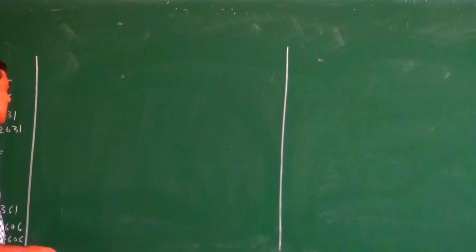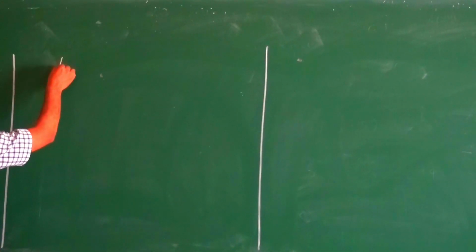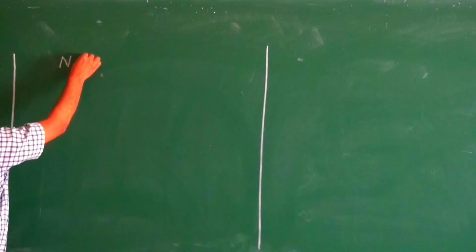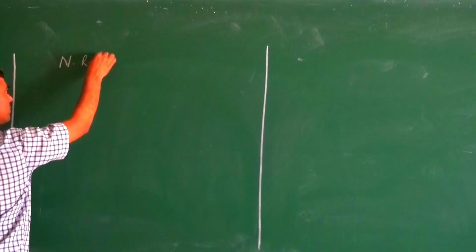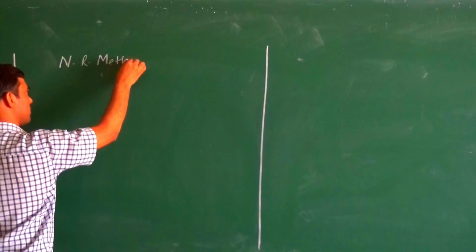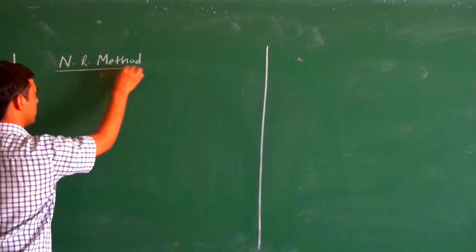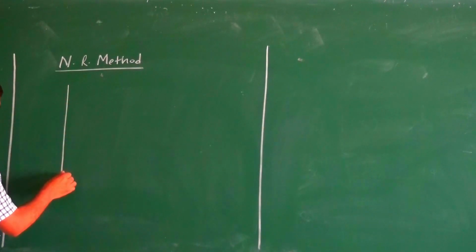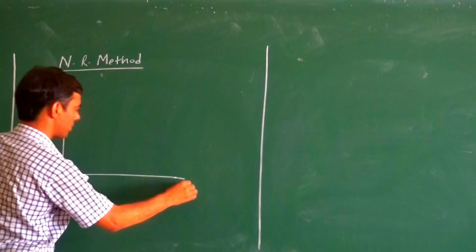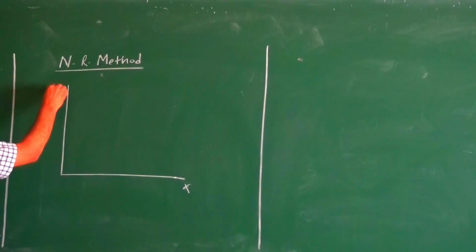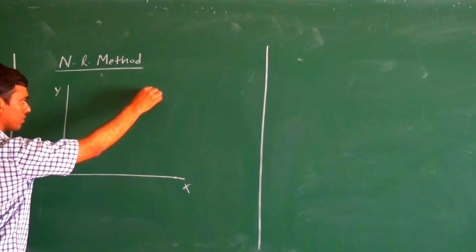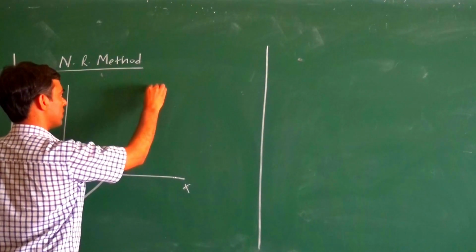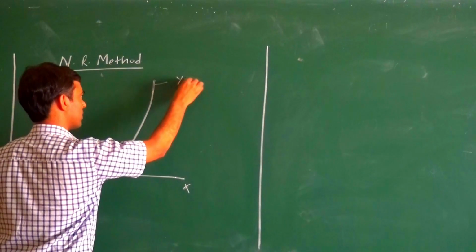So, what is the geometrical interpretation of the Newton-Raphson method? The short form of the Newton-Raphson method is the NR method. Suppose we have a function, where this is the x-axis, this is the y-axis, and this is the graph of the equation y equal to f(x).